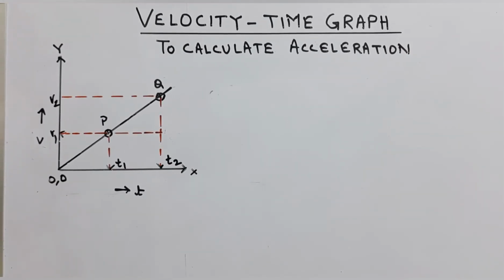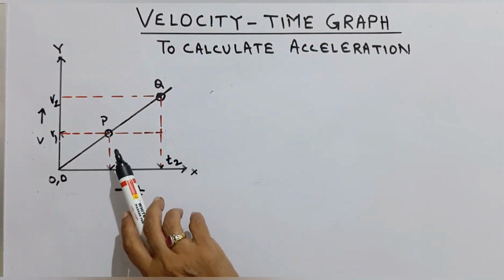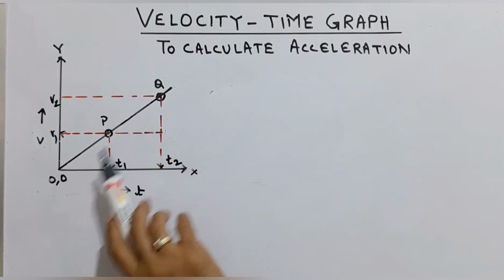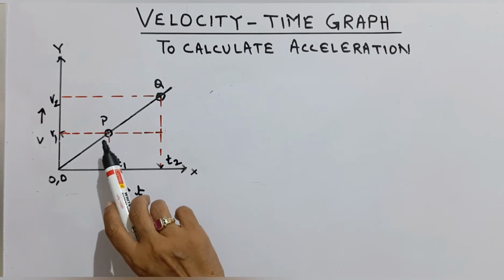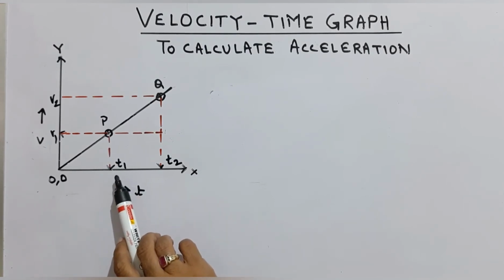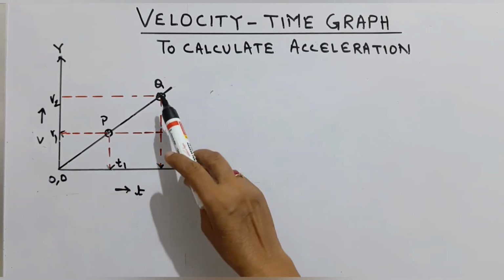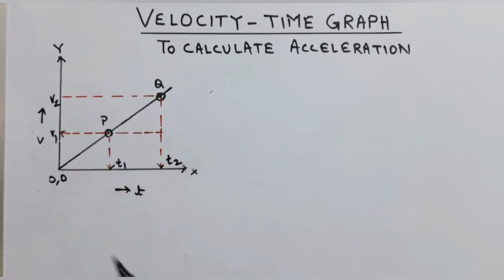Now let us see how we can calculate acceleration from a velocity time graph. We consider a velocity time graph here and we take any 2 points P and Q on this graph. Point P represents time equal to t1 and velocity equal to v1. Similarly, point Q represents time t2 and velocity v2.